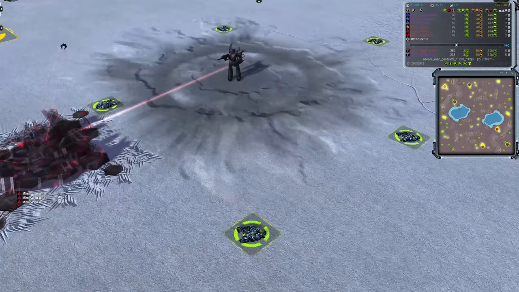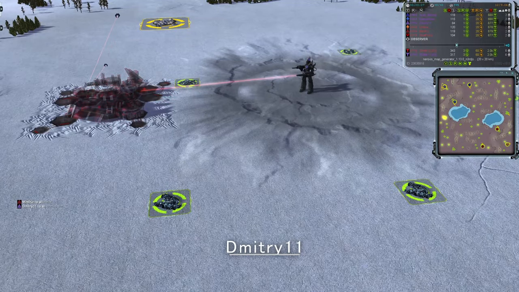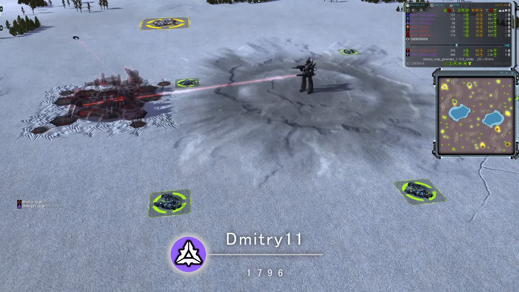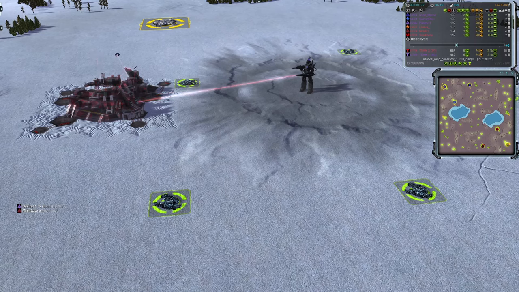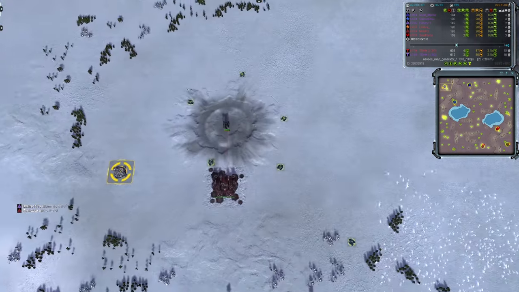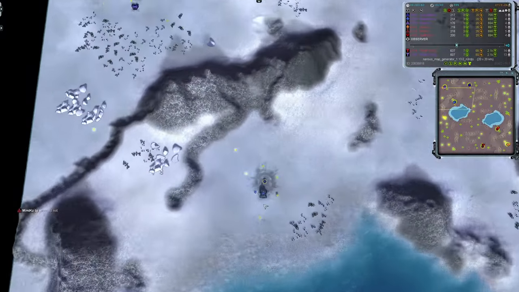Up here at the back in the air position for cold team, we have Dimitri 11. He's 1796 rated, he's Cybran, and he's in mauve. And according to Dimitri himself, he has a low opinion of Team Matchmaker. I disagree with him. I like Team Matchmaker.